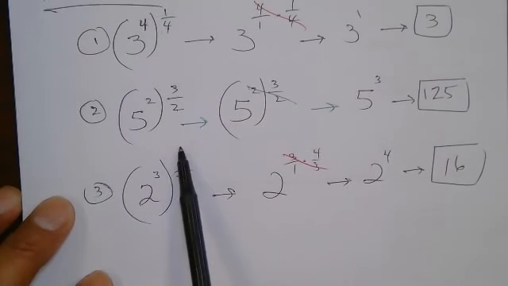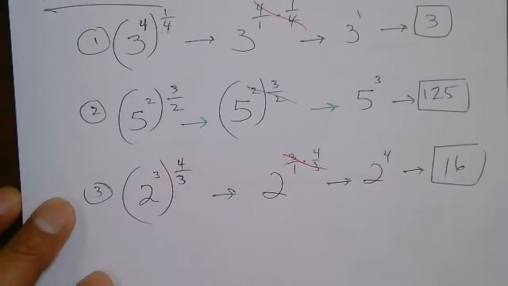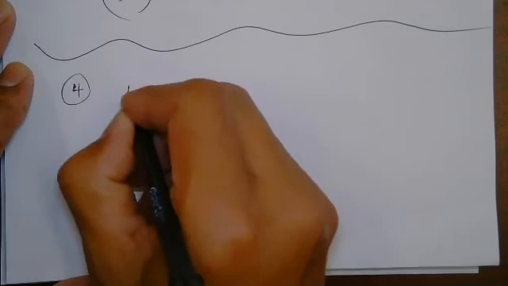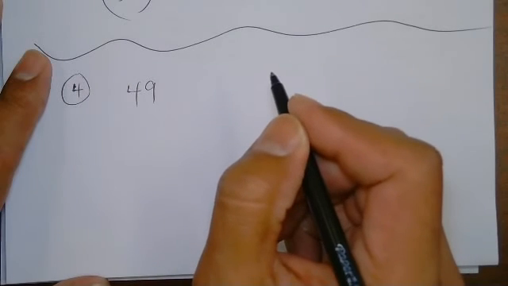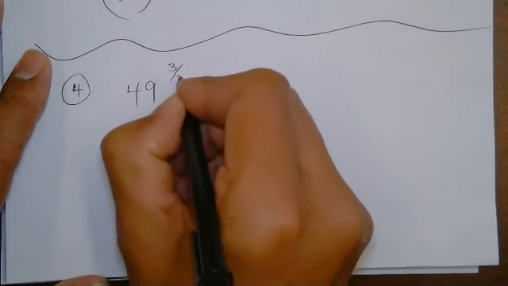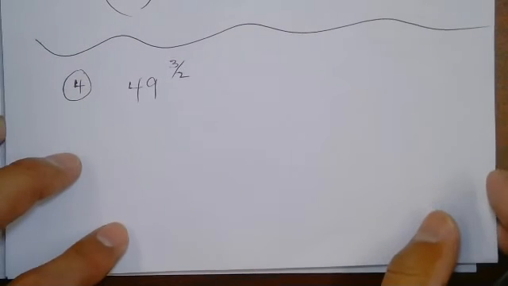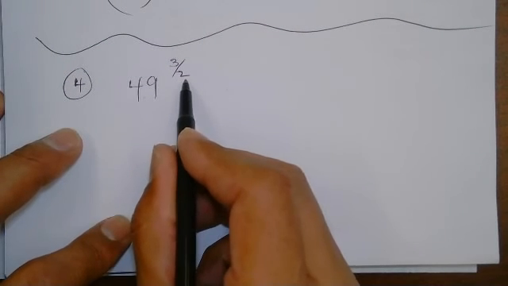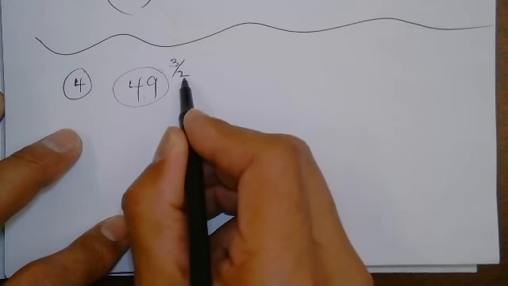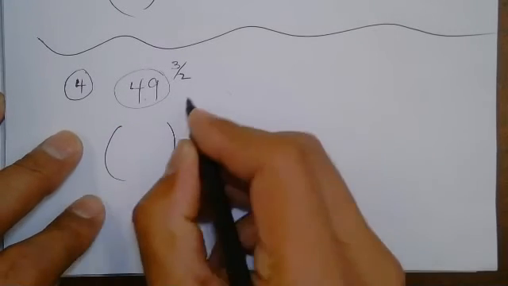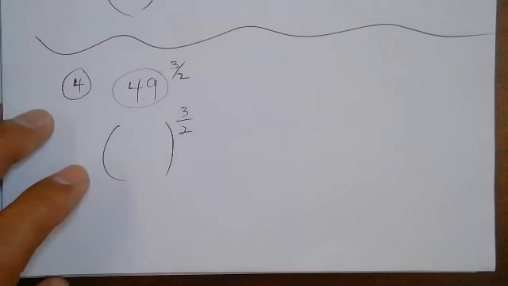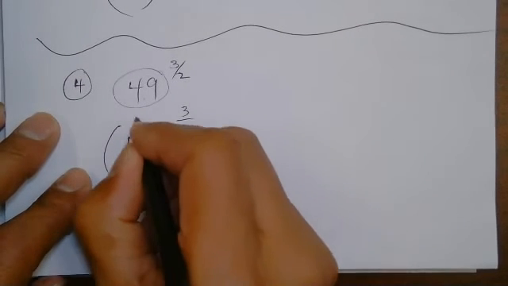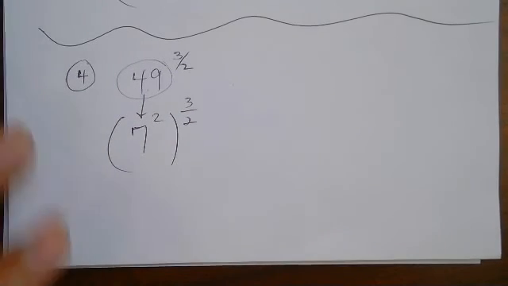But the problem's not going to be given to you like that. This part's not going to be there yet. So how are you going to do that? Let's try that. What if I have number 4, 49 to the power of 3/2? Let's start with some easy ones right now. Can you write 49 with a power of 2? The 2 is the most important one right here. What is 49 with a power of 2? Oh, it's 7 squared. See, the 49 becomes 7 squared.